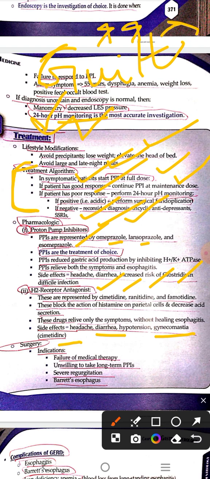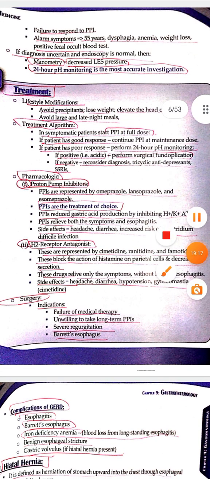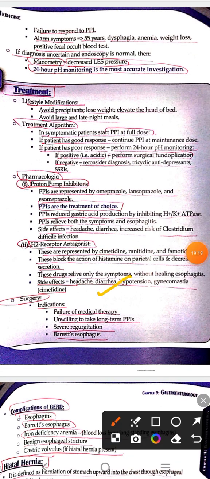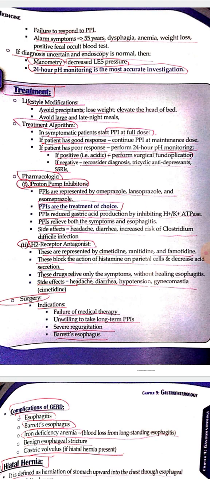After that is surgery. You will do surgery if there is failure of medical therapy, if someone is unwilling to take long-term PPIs, or a non-compliant patient, or if there is Barrett's esophagus, that is very alarming. After that, there is just one option, and that is adenocarcinoma. So you must pay attention to this.